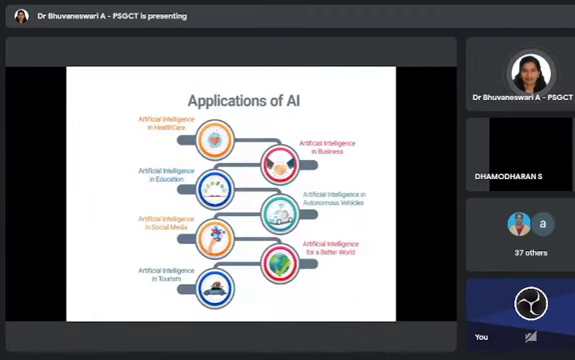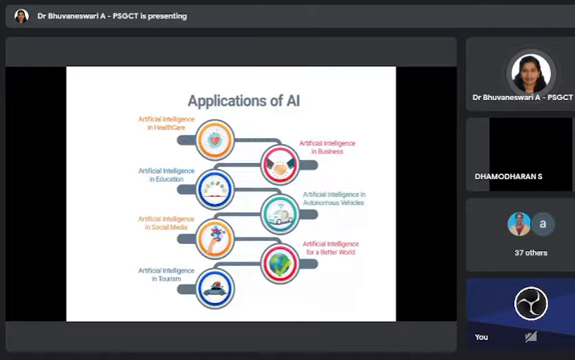And the next is business, for prediction of sales, marketing, etc. Then comes education, wherein you have smart classes and smart courses, online courses, etc. We also have AI in autonomous vehicles. I hope all of you have heard about Tesla. It's one of the world's first autonomous and electric vehicles.